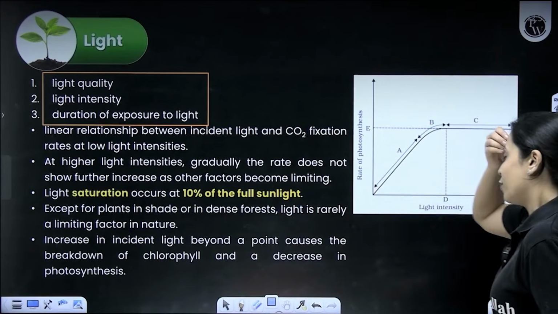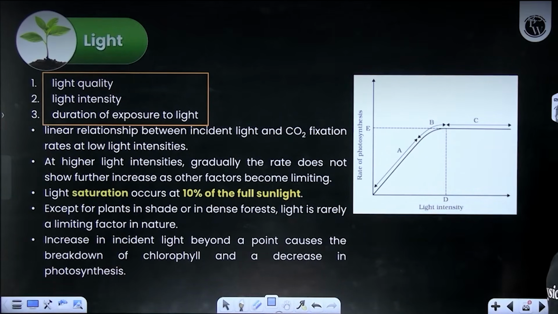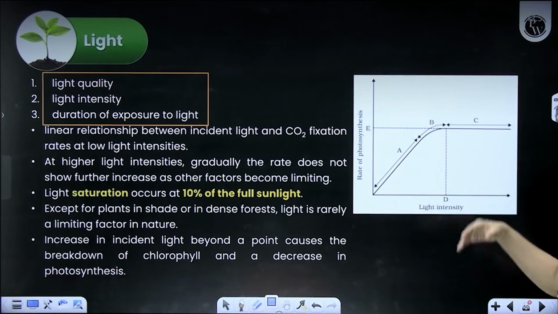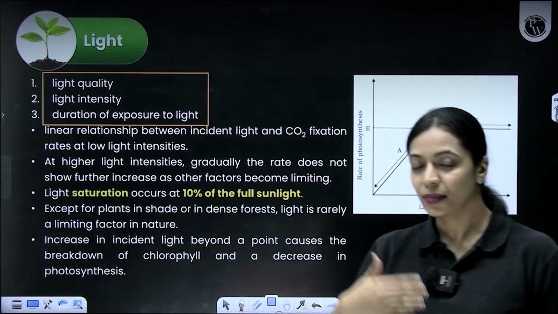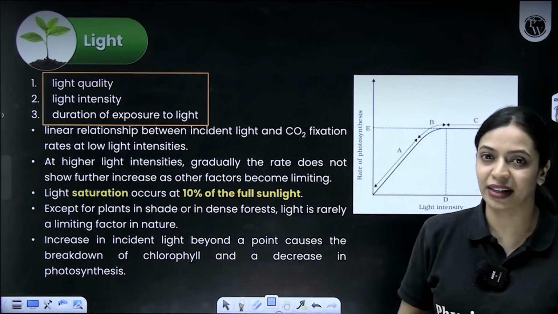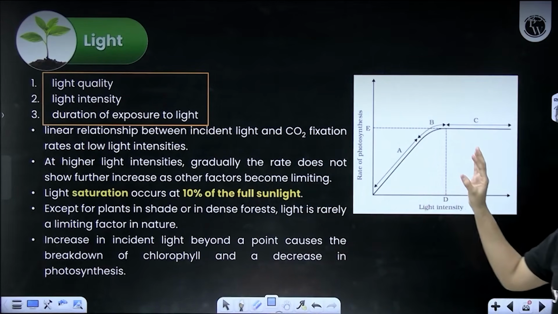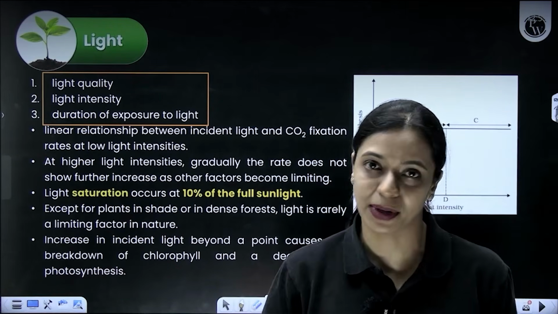Next, if you look at the graph where you have light intensity on x-axis and the rate of photosynthesis on y-axis, with increase in light intensity, initially you can see an increase in photosynthesis, but after one point, it will not increase any further. Even if you increase the light intensity, it could damage the pigments, or at that point, some other factor can become limiting.